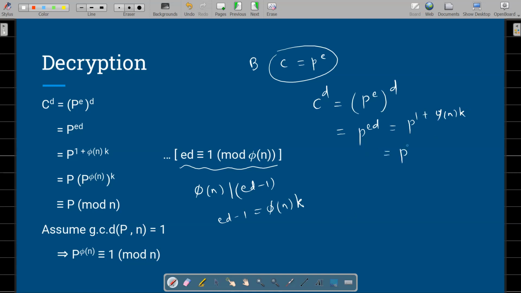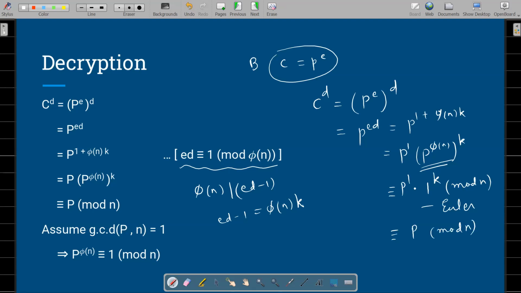So this is P raised to 1 into P raised to phi n raised to k. So when I work modulo n, P raised to phi n will be 1 by Euler's theorem. So this is P raised to 1 into 1 raised to k mod n, that is by Euler's, which is basically P. So this is just the same as P modulo n. My P is smaller than n, so the actual value is P itself.